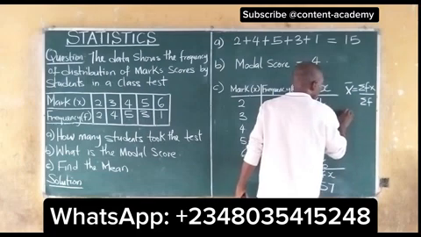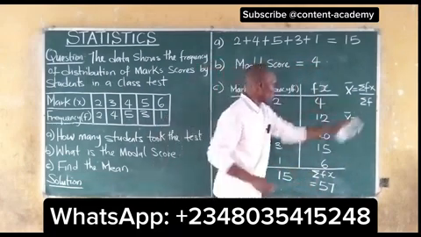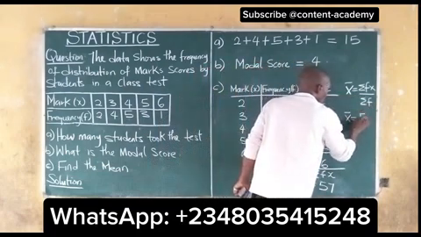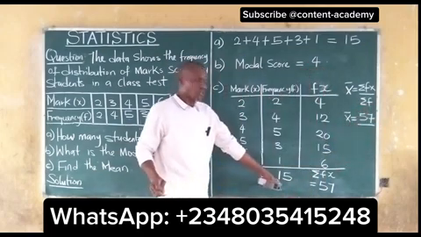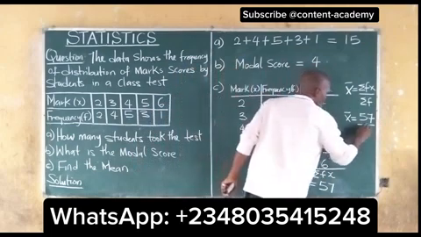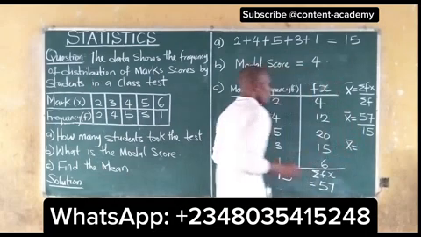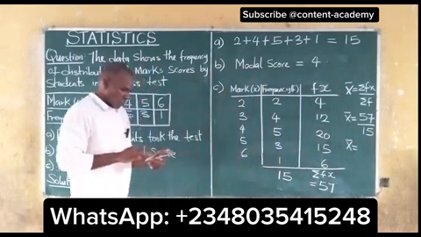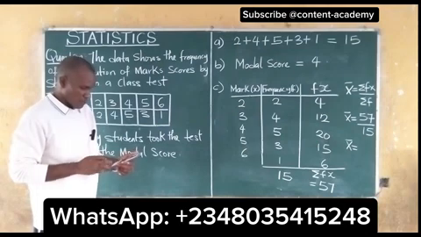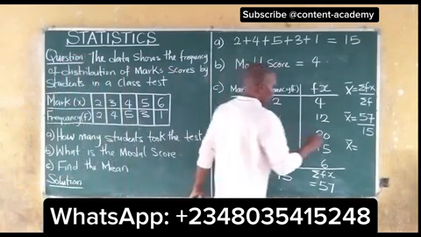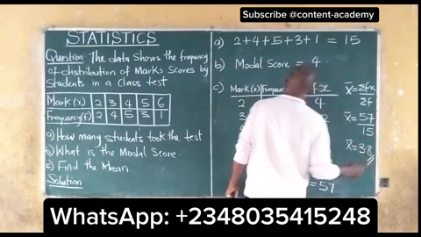It then means that our mean, which is x bar, will be summation of f of x, which is 57, divided by summation of f, which is 15. So x bar is equal to 57 divided by 15, to give us 3.8. So this becomes our mean.